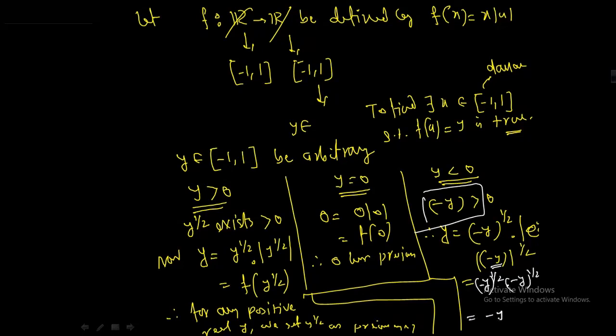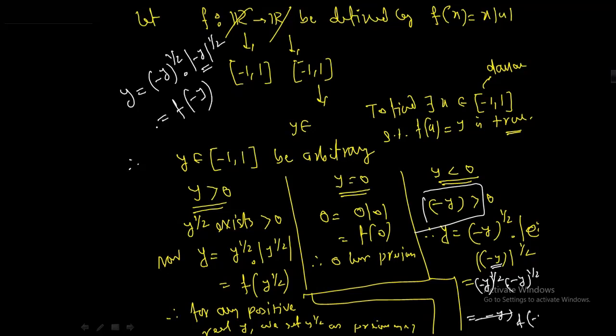That is minus of y, that is f of minus of y to the power half. Y is equal to minus of y whole to the power half into mod of minus of y whole to the power half. Minus y is itself positive, so this is minus of y. So therefore y has pre-image. That is any negative real number has also pre-image. Positive has pre-image, 0 has pre-image, negative has pre-image, so ultimately any real number has pre-image. That means any real number can be considered as image. Hence the function f is onto.